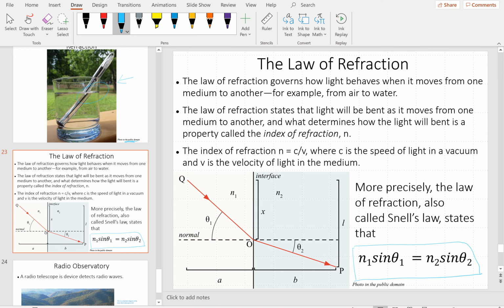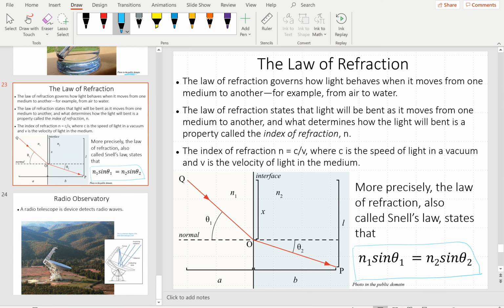So that's all I need you to understand about the law of refraction. We use this law when we design lenses. Lenses are designed to bend light, refract light, and then we design this carefully to build telescopes.